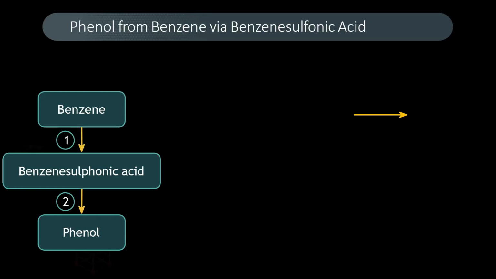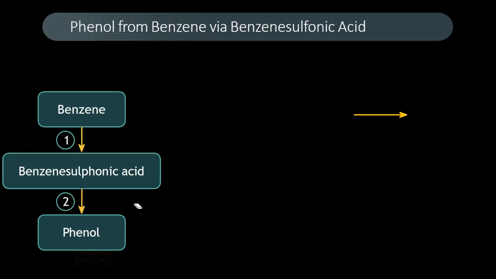So the next one is the phenol from benzene via benzene sulfonic acid. That means benzene sulfonic acid is the intermediate that is formed. So first we need to convert the benzene into benzene sulfonic acid, and from benzene sulfonic acid, you will be getting the phenol. So this is a two-step process.